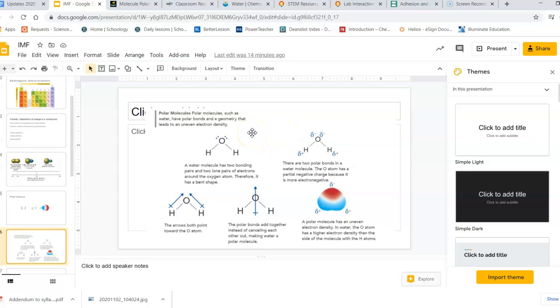Again, back to the previous lesson where we looked at shapes. Oxygen is very strong, hydrogen is weak. So the electrons are going to be pulled towards oxygen, leaving the hydrogen partially positive. So the water molecule will have a partial positive pole and a partial negative pole.